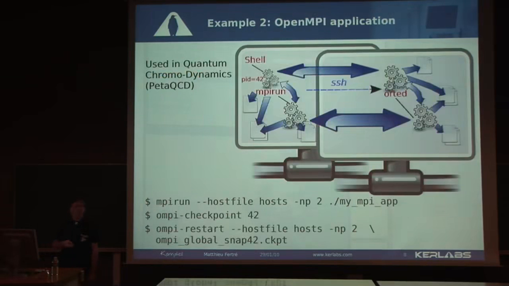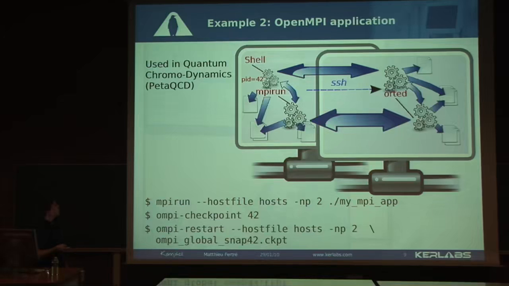Okay. Now, a much more complex application. So an OpenMPI application. This we are using for physical computation in quantum chromodynamics in a project. This is for long-running jobs, of course. So you start your application with mpirun, with a host file that says, okay, I want to run my application on this node and on this one. And here is your application. So this is standard OpenMPI.